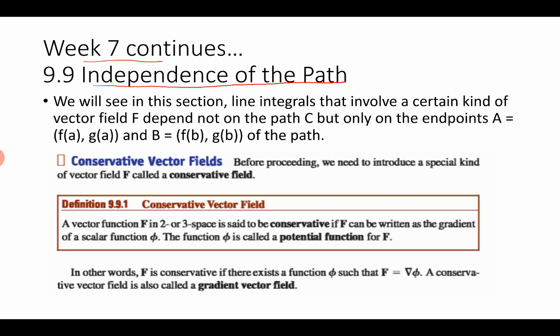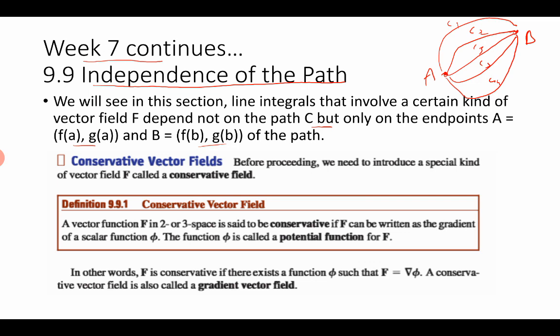We will see in this section line integrals that involve a certain kind of vector field F that depend not on the path C but on the endpoints A and B. For example, you are integrating along the curve from A to B, this is a curve C1. When you integrate from A to B, assume that there are possibly many curves, isn't it? When you integrate along C1, C2, C3, C4, C5, you get the same answer.